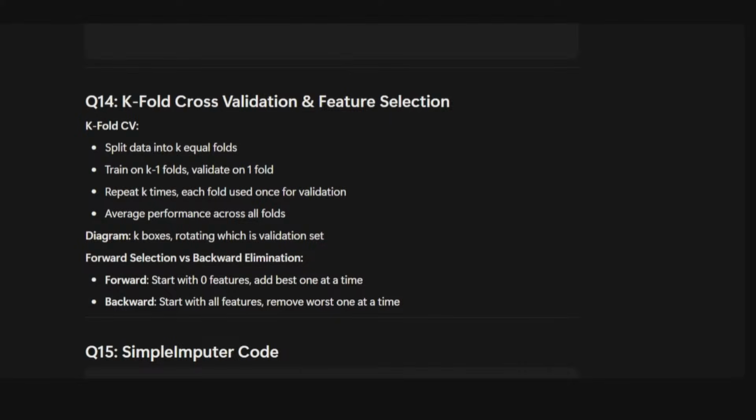Next, explain with a diagram the concept of k-fold cross-validation. What are the differences between forward selection and backward elimination? This is a 6 marker. First things first, draw the diagram of your k-fold cross-validation, showing the train test split moving with each iteration. Second, mention the definition of k-fold cross-validation. Then mention the advantages of doing this, and the process of k-fold cross-validation. Your diagram should include the k boxes rotating, which is the validation set.